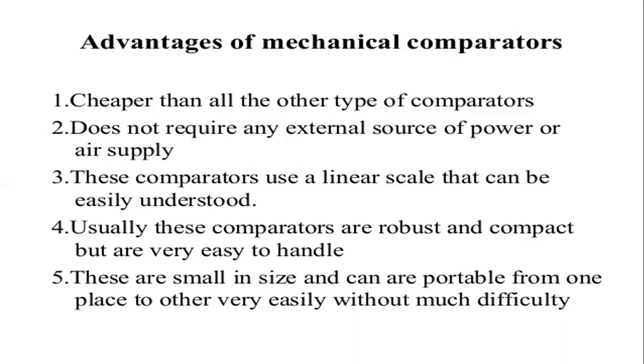And these comparators use a linear scale that can be easily understood. Generally mechanical comparators use a pointer over a linear scale that can be easily understood, even by small children.